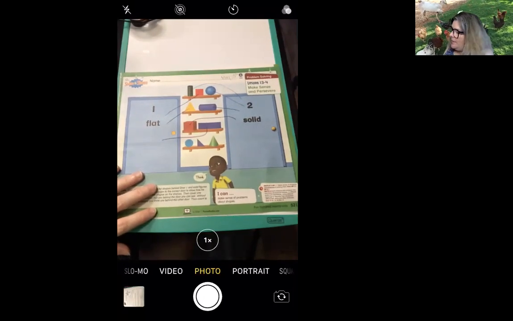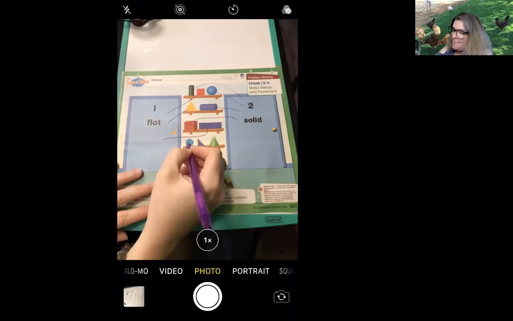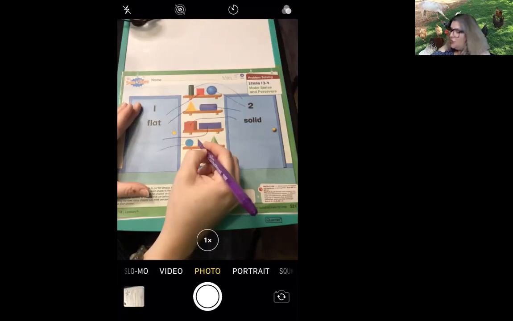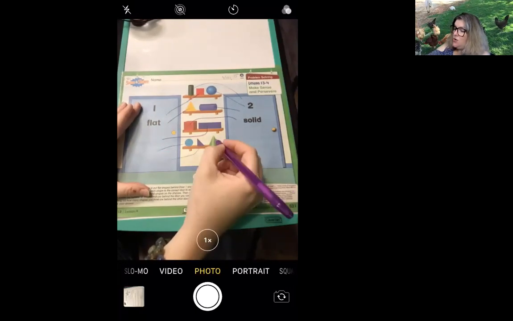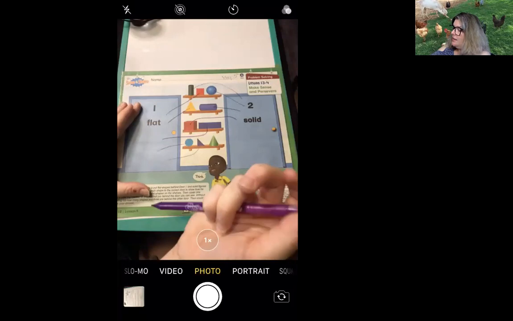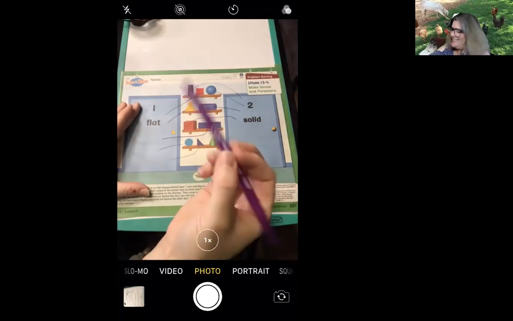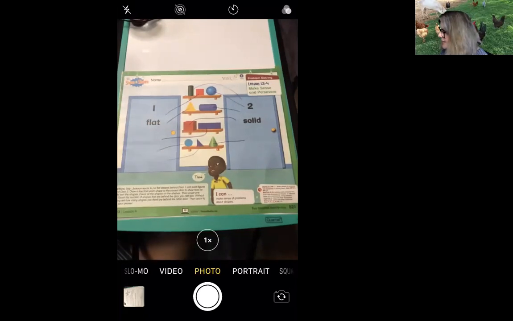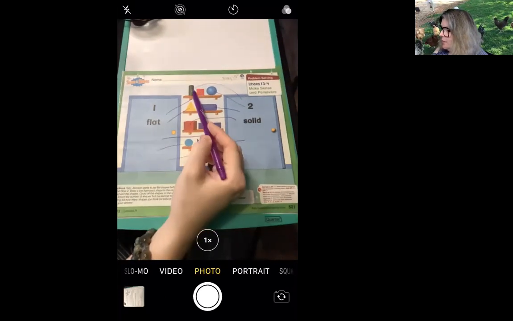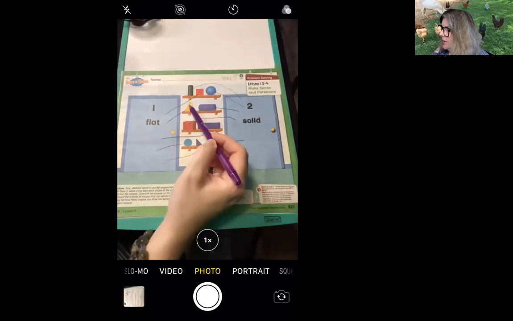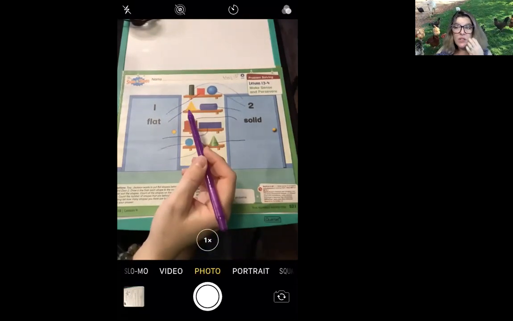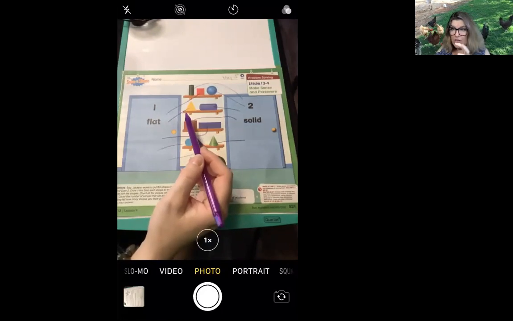All right, what about this circle? Circles are flat. And this triangle? Triangles are flat. And this cone? Cones are solid. Good. Nice work, you guys. Now what we're going to do is count all of the shapes on the shelves. Let's count them. 1, 2, 3, 4, 5, 6, 7, 8, 9, 10. So we have 10 shapes all together, solid and flat shapes.